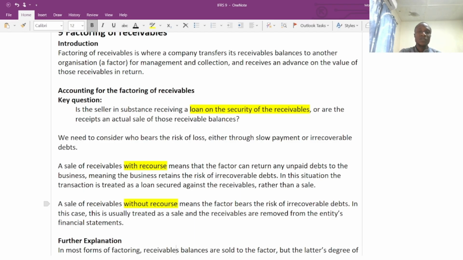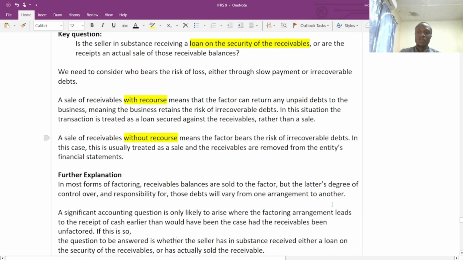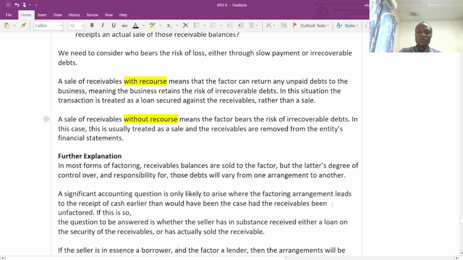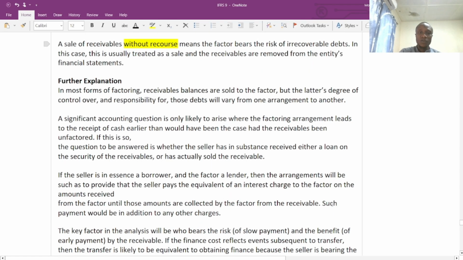For strategic business reporting students, we are going to look at some calculations to see how best you are able to calculate the portion with recourse as well as without recourse. So let's look at further explanation of the factoring of receivables. In most forms of factoring, receivable balances are sold to the factor, but the degree of control and responsibility for those debts will vary from one arrangement to another.